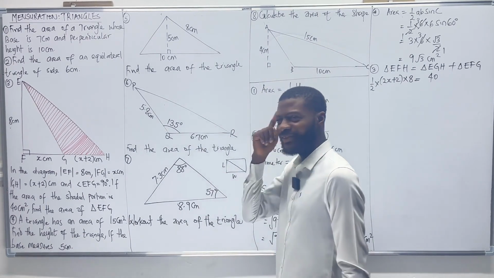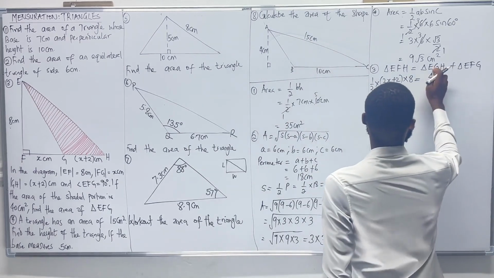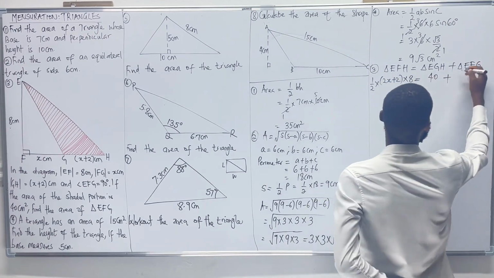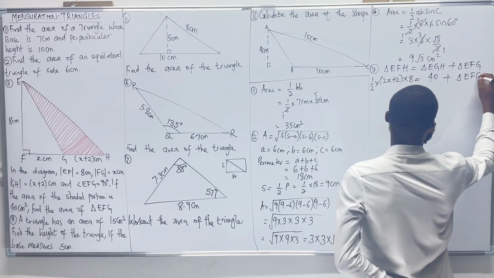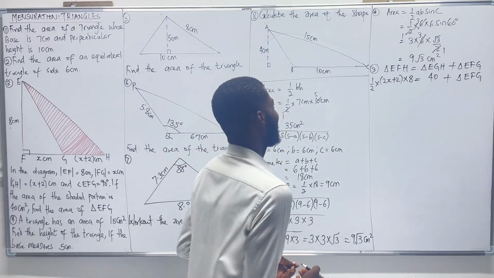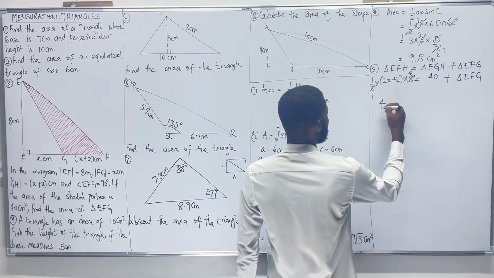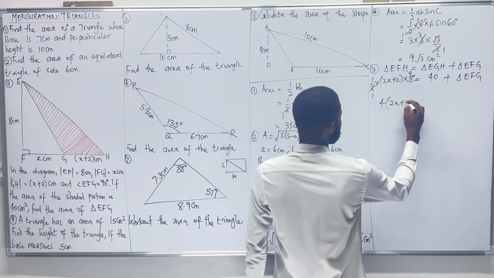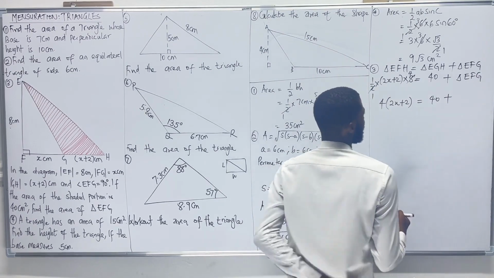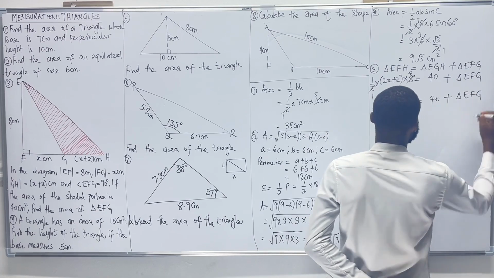Anyways, let's continue. So we're told it is 40 plus the triangle EFG. This is the area we're looking for, triangle EFG. All right. So 2 here is 1. 2 into 8 is 4. So this will become 4 brackets 2S plus 2 equal to 40 plus triangle EFG.